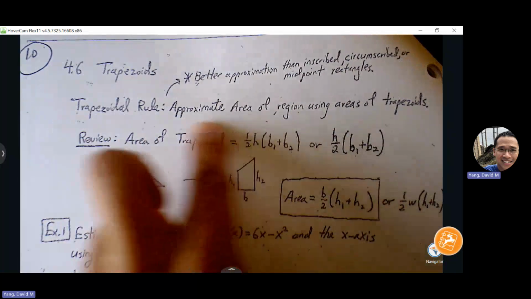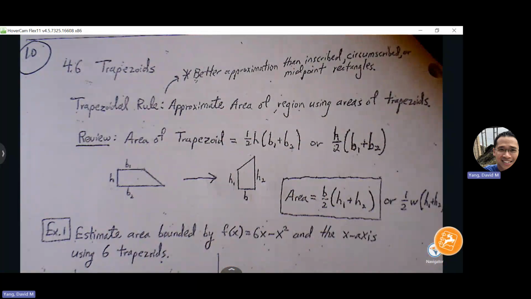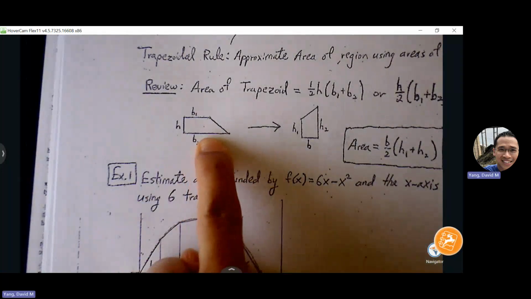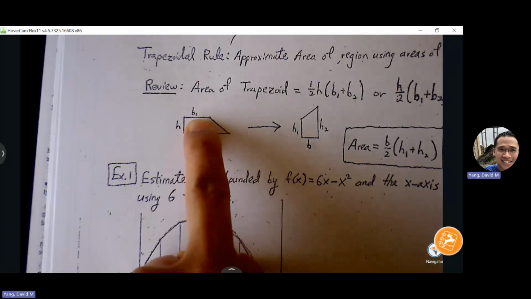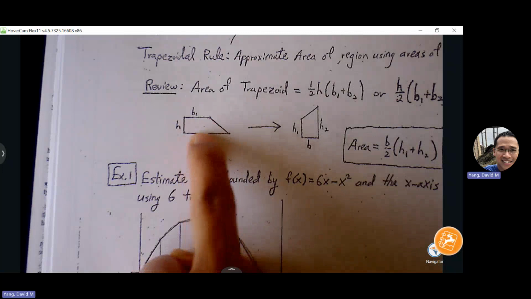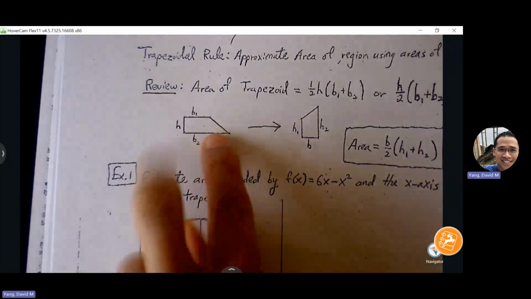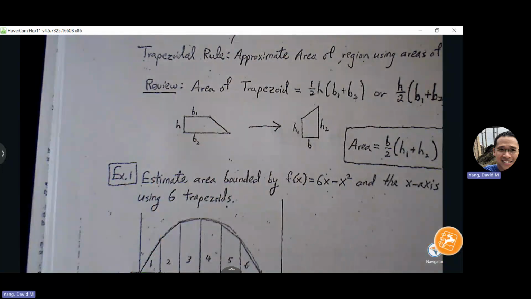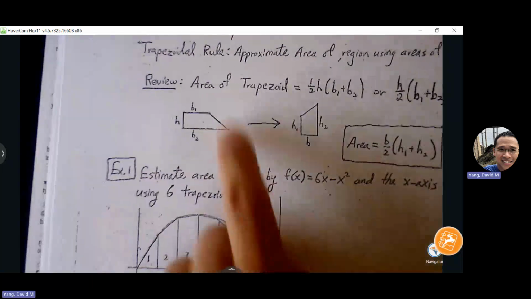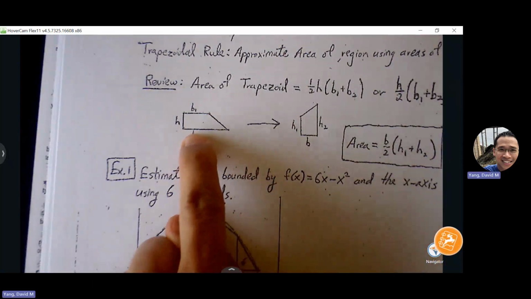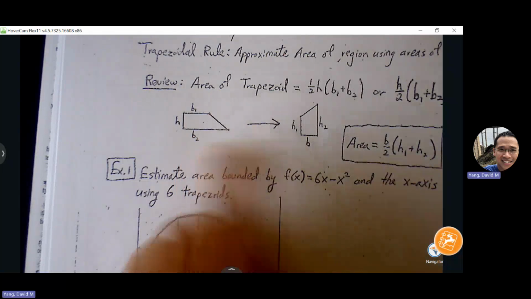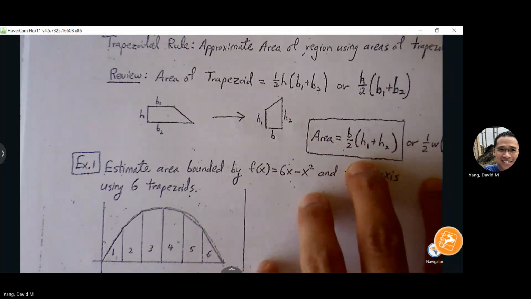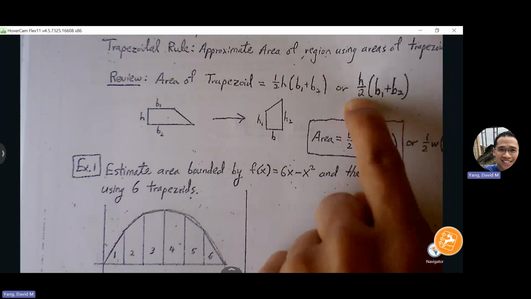So trapezoid is where we approximate the area of a region using areas of trapezoids. Now, you may be more familiar with a trapezoid that is drawn in this form, where you have a pair of sides that's parallel to each other, and then you have the vertical components that do not have to be parallel or congruent. Right? You just need one pair of parallel sides. Now, normally the formula that we use for that is base 1 plus base 2 times 1/2 height.